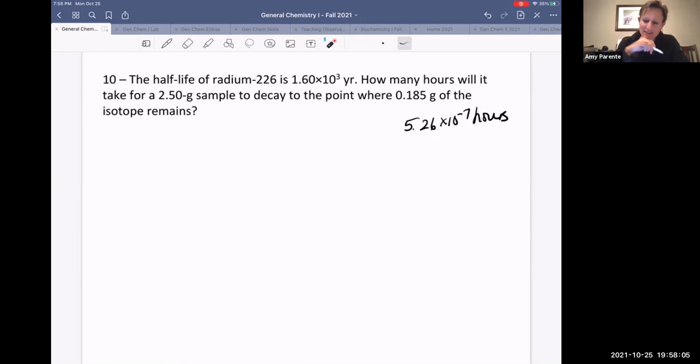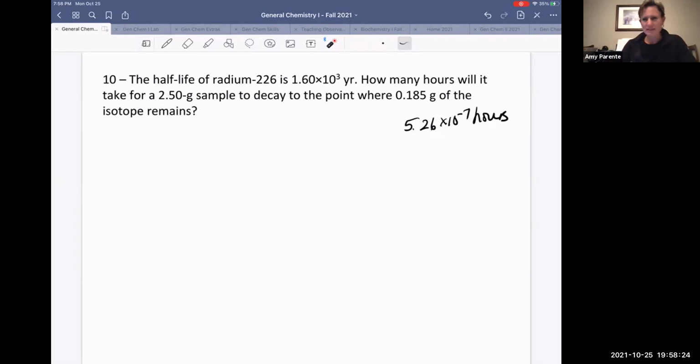Half-life of radium is given as 1.6 times 10 to the third years. How many hours will it take for a 2.5 gram sample to decay to the point where I have 0.185 grams remaining? So I'll give you a minute to write down that prompt. Okay.